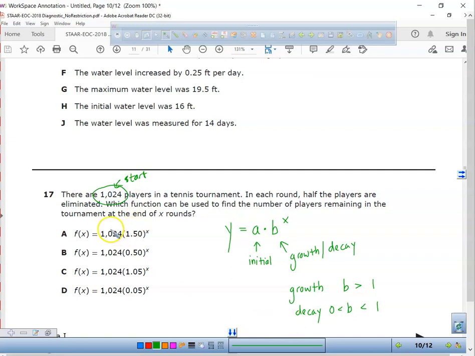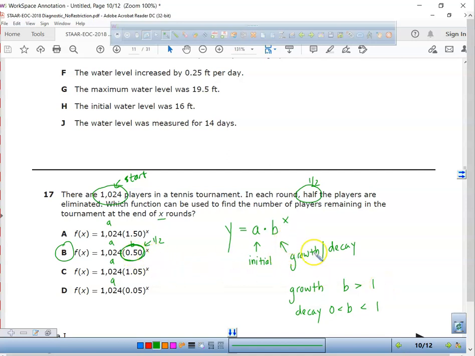1024. So does everybody see how this is your A value all the way throughout? Okay, so that's your A value. That's what they start with. It says each round, half, put the fraction, half the players are eliminated. Which function can be used to find the number of players remaining in the tournament at the end of X rounds? Which one of these numbers represents half? Right here. That's the half. That's why the answer is B. You see how easy that is?